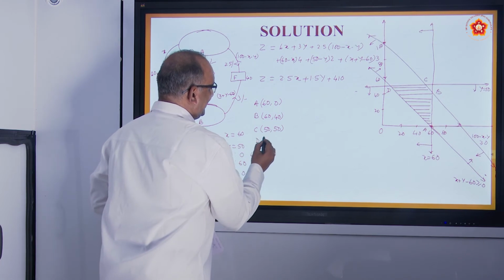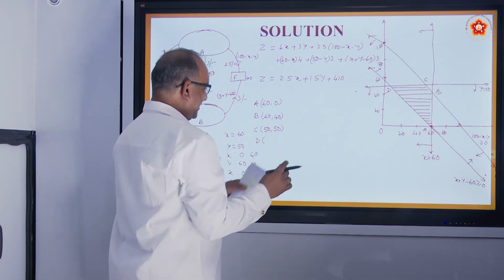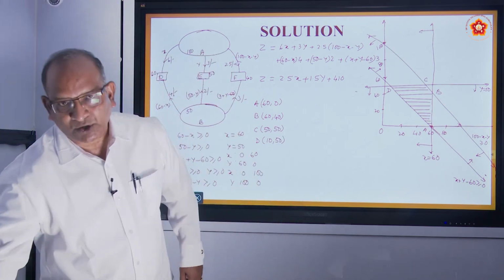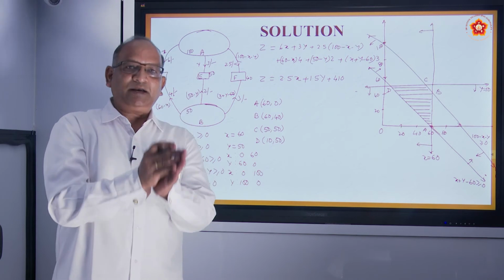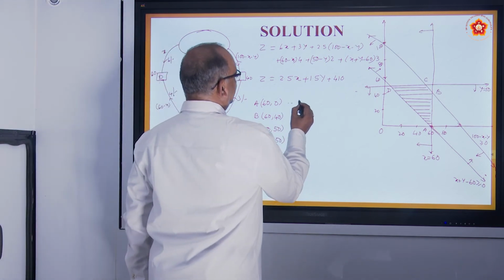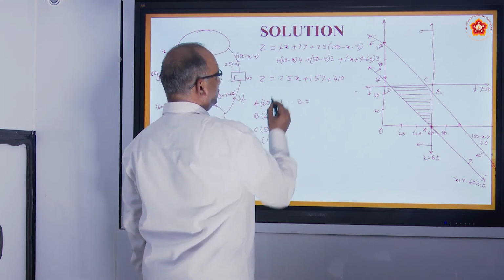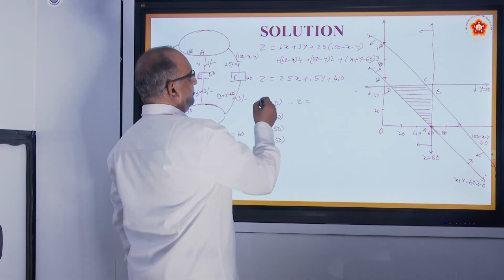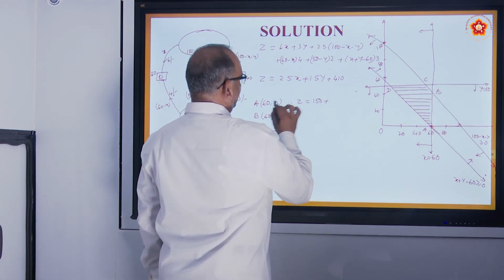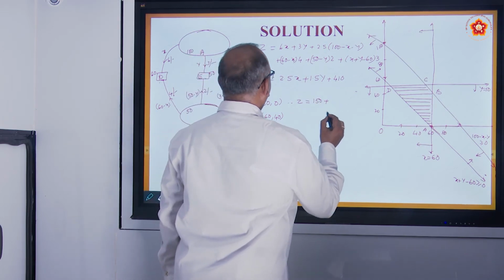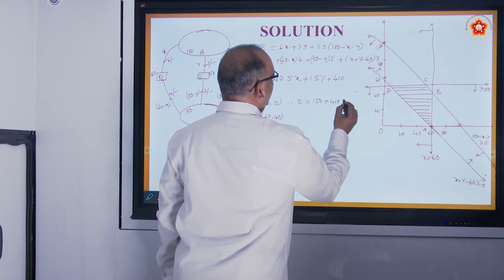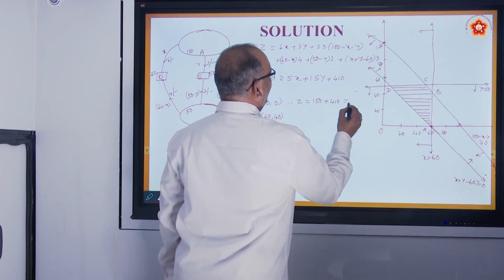And the value of D is (10, 50). So, these are the 4 corner points. For each corner point, find out what Z is. In this case, Z is going to be 60 into 2.5, that is 150, plus 0. So, it is nothing but 60 into 2.5 plus 410. This will give you 560.